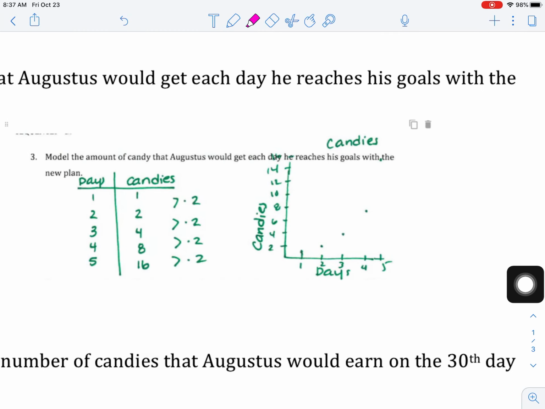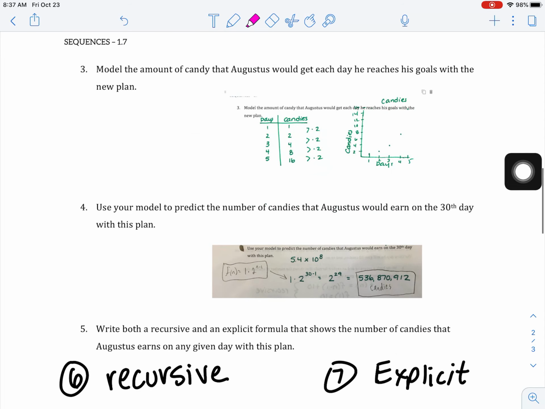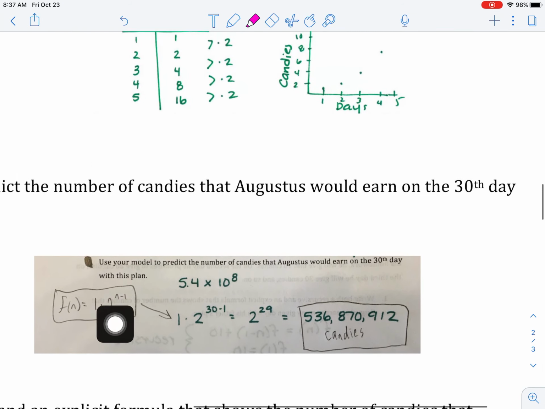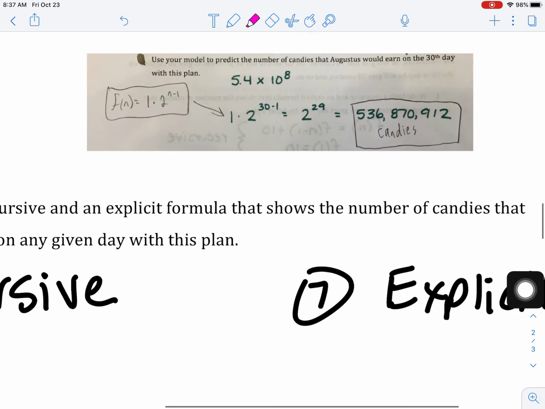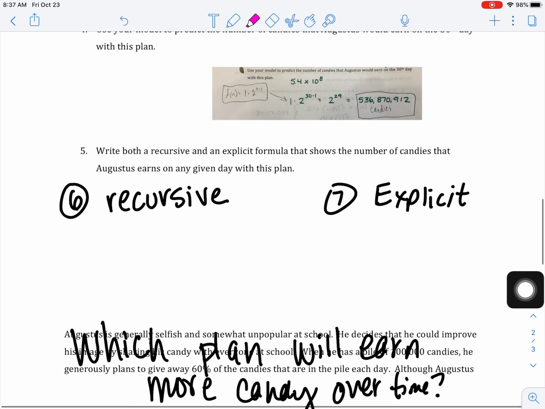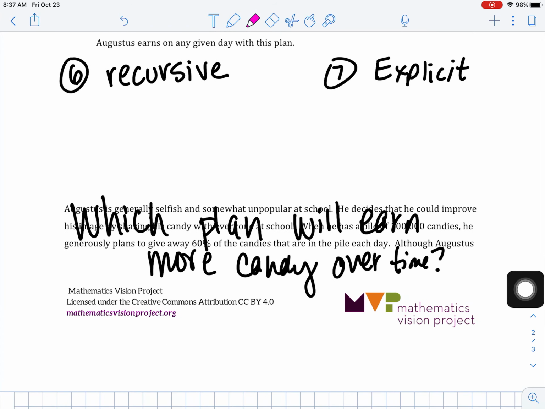And then here they've given you the model. So they made a table for you, and they made a graph, and they used their equation. They wrote their equation. They plugged in the 30th day. So what you need to do is use those two models to help you write a recursive, which is always f of n equals f of n minus 1 action and the start value, and an explicit for our friend Augustus's plan. And then the very last question is an opinion question, sort of. Thinking about those two plans, which plan will give him more candy over time?